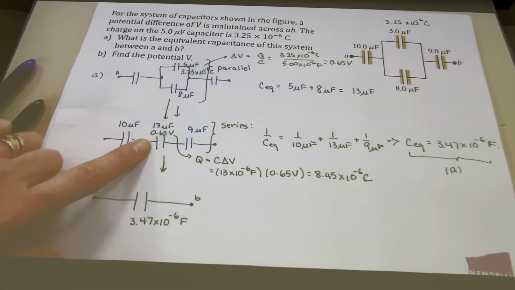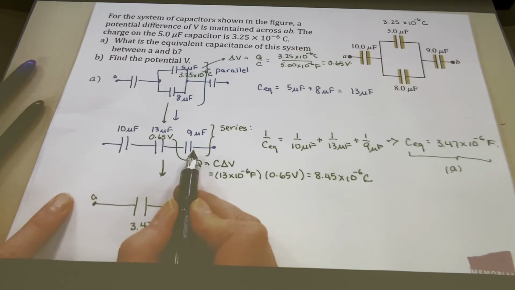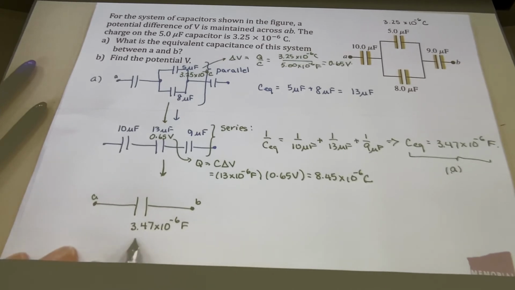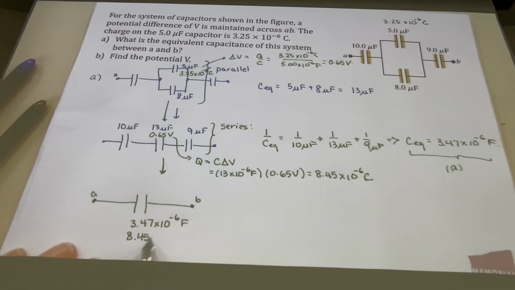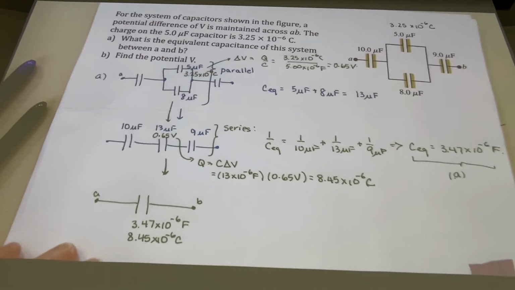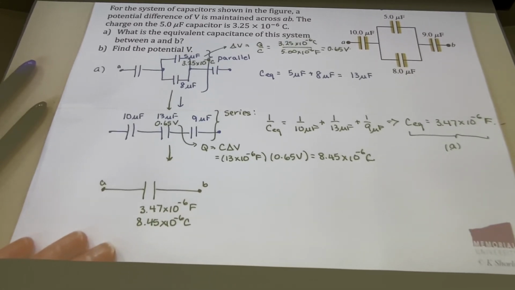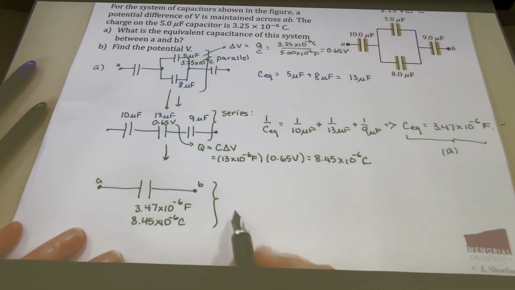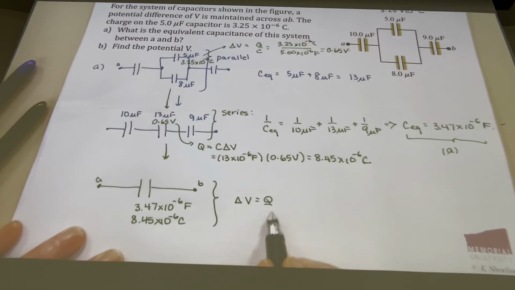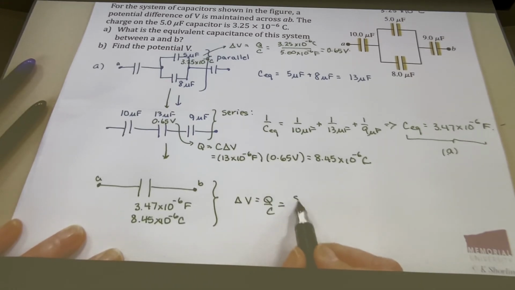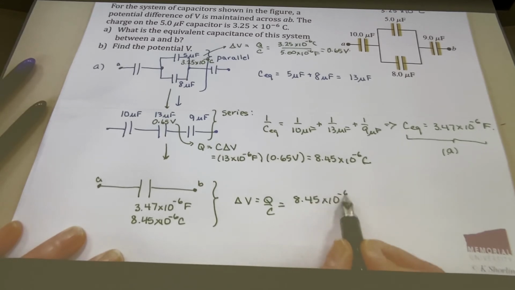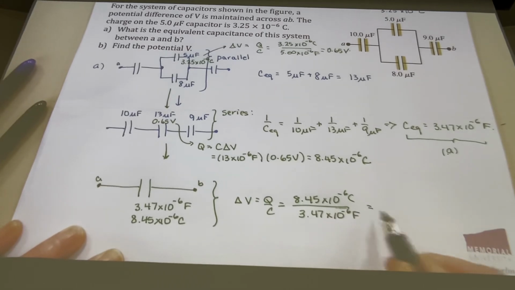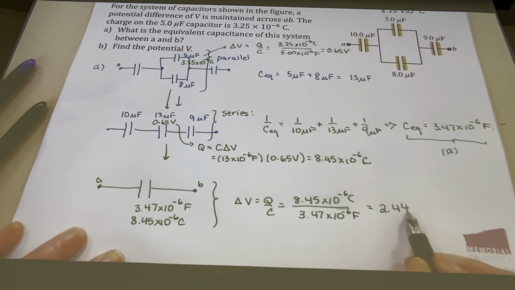So now I know the charge on this capacitor. All these 3 are in series. They have to have the same charge. And this series equivalent also has the same charge. So this one has to have a charge of 8.45 times 10 to the minus 6 coulombs. Okay, so I've worked through my series in parallel, remembering same potential, same charge. Now I have the capacitance and the charge, so I can find my potential. Delta V equals Q over C. Gives me a potential of 2.44 volts.